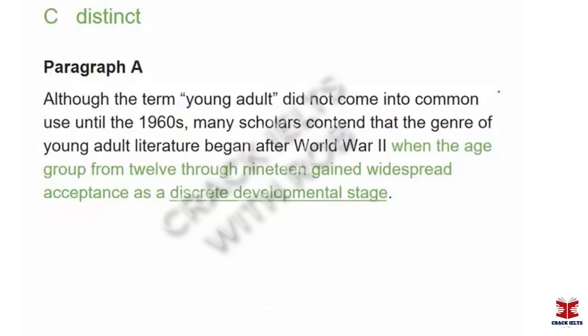Okay, and that idea comes from the passage, in paragraph A, especially this part down here, where it says, after World War II, when the age group from 12 through 19 gained widespread acceptance as a discrete developmental stage. Well, tough words there. Discrete is a pretty good paraphrase of distinct, a pretty good synonym there. And the idea is that teenagers were considered a unique group at that time. Okay? That's the same idea that we get paraphrased when we include the word distinct from answer choice C.